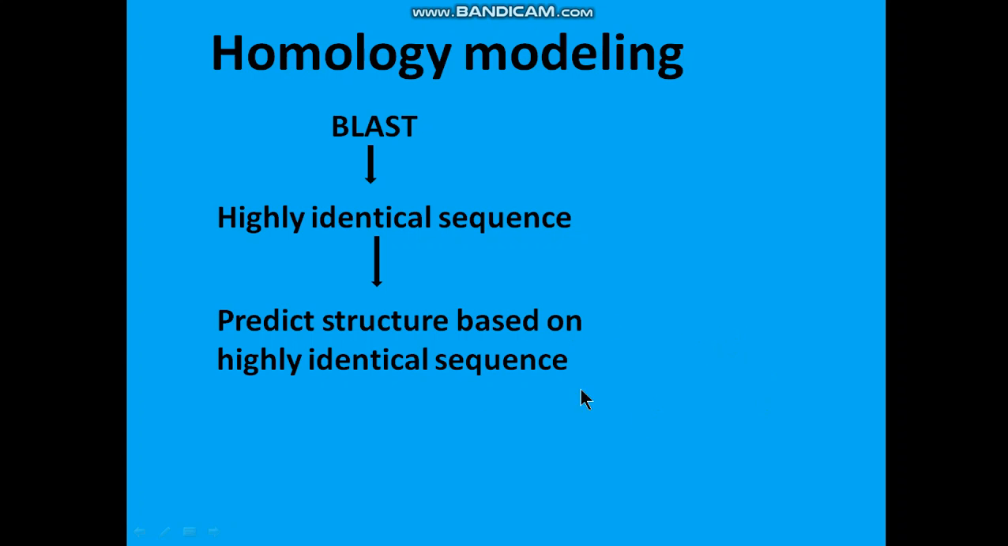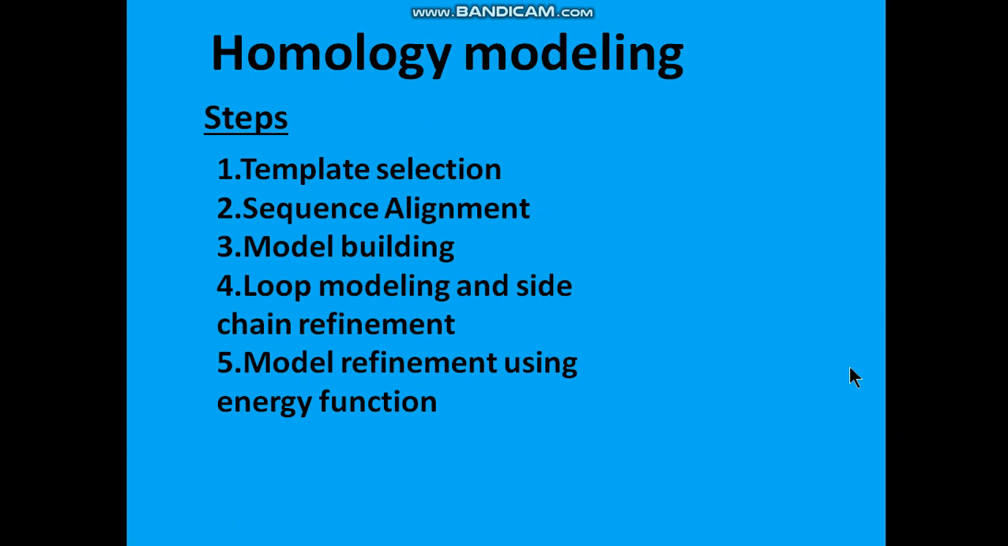So what are the steps? How can we determine the tertiary structure of the protein through this computational in silico modeling? Here are some steps. If we follow these steps, we may complete the homology modeling of a protein. First is template selection. That means you already have a BLAST, but you don't have a model, so you need a highly identical sequence, and you may collect this highly identical sequence, which is called the template.